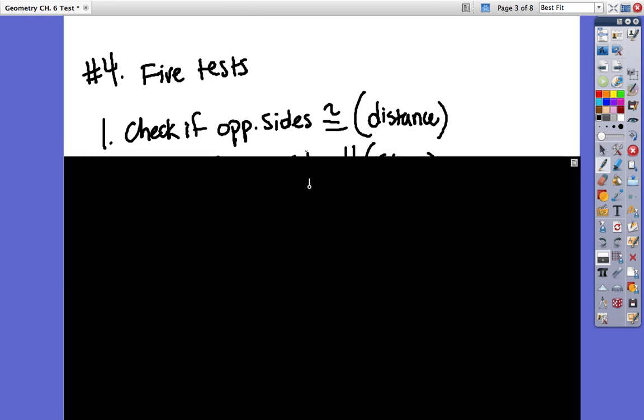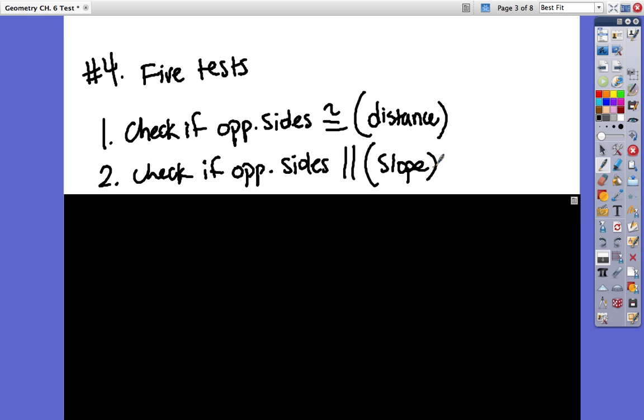Number 2 was to check if opposite sides are parallel, and this symbol is for parallel, this symbol is for congruent. The way you check if opposite sides are parallel is by using the slope formula. So if the slopes are the same, and the opposite sides also have slopes that are the same, then it is a parallelogram because opposite sides are parallel.